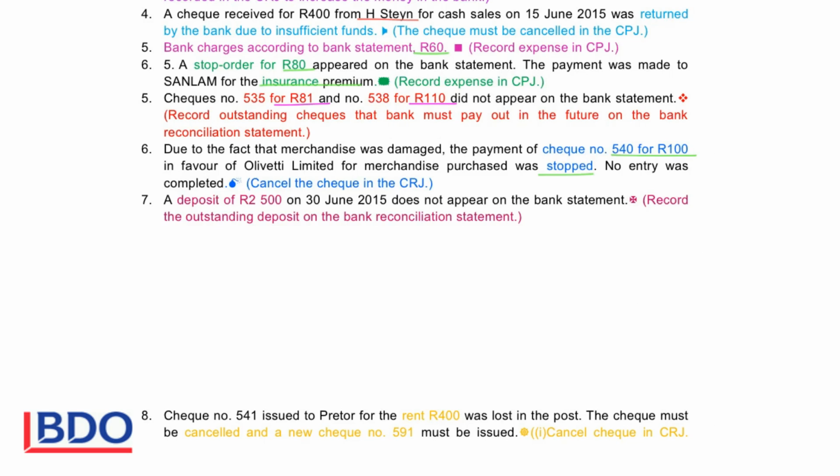A deposit of 2,500 does not appear on the bank statement. So we closed our books on the 30th of June and already recorded this 2,500. The bank closes their books before the end of the month to give them time to send the bank statements to their clients. So they will only show this deposit in the coming month, and therefore we have to show in the bank reconciliation statement that they have to indicate an outstanding deposit at the beginning of July.